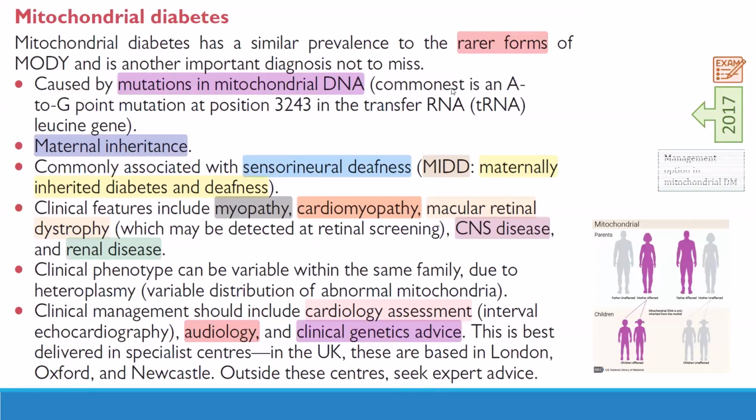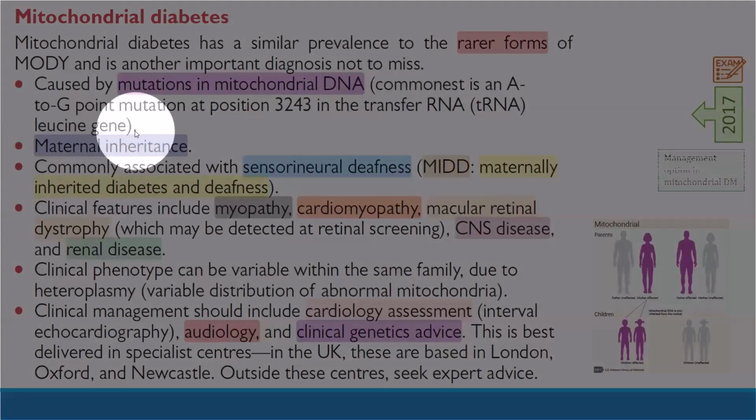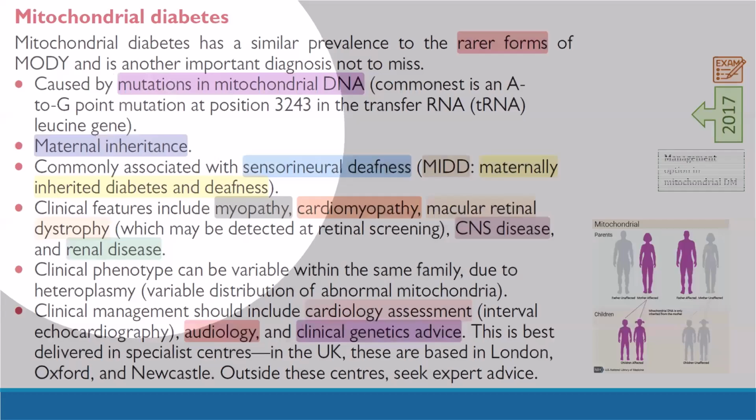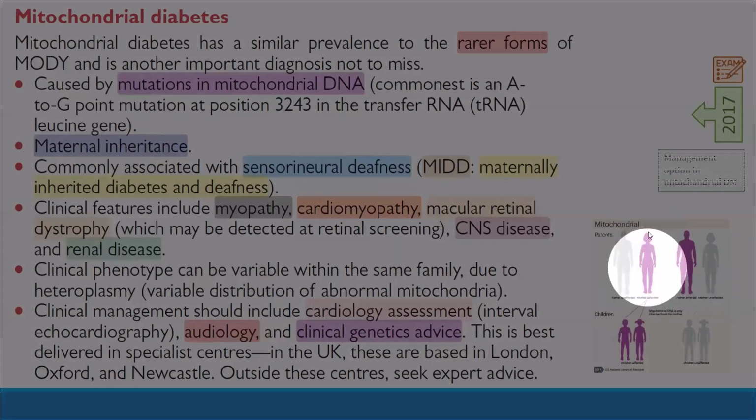Mitochondrial diabetes mellitus is a rare form. Due to the mutation in mitochondrial DNA, it is inherited through maternal inheritance. Maternal inheritance means what? If the mother is affected, 100% of the children will be affected. If the father is affected, none of the children will be affected. So it will be inherited only through the mother. It is commonly associated with sensorineural deafness, so another name is MIDD, maternal inheritance of diabetes and deafness.